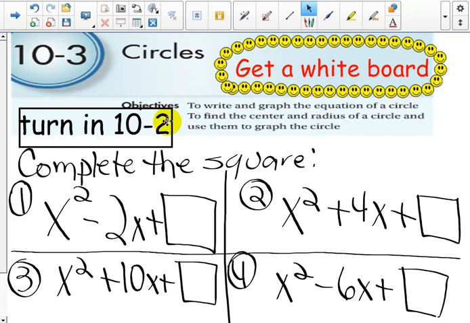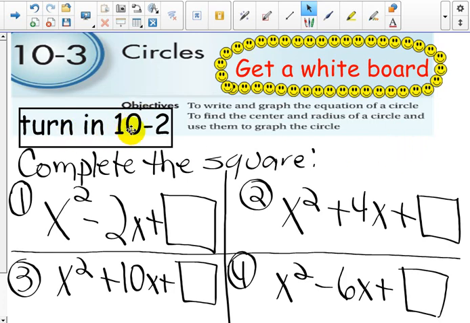Welcome back, and we are going to pick up right with Chapter 10, Lesson 3. This is all about circles. So you will need a whiteboard and your workbook 10-3, your practice K.